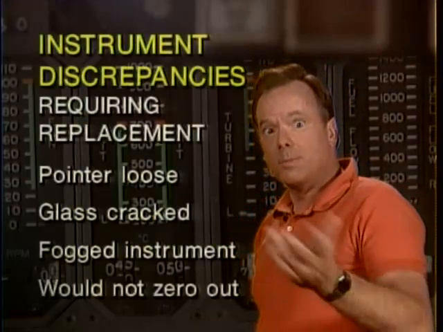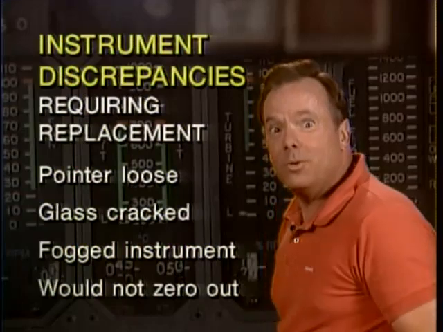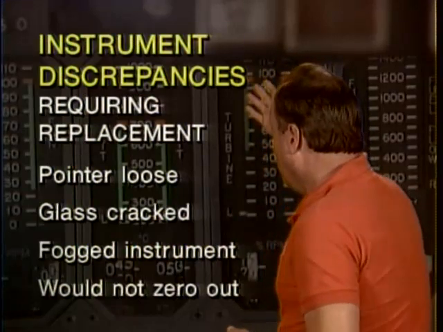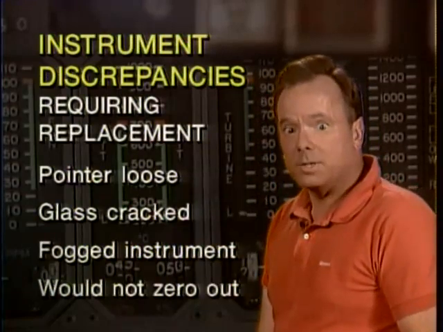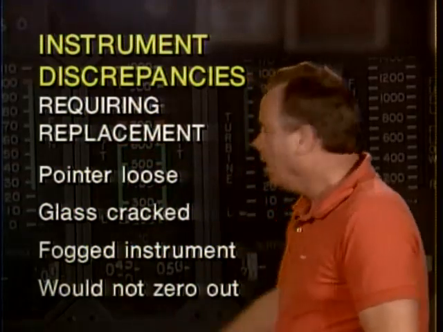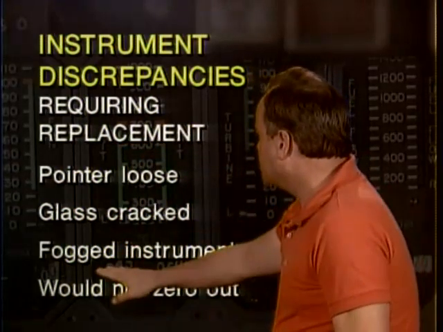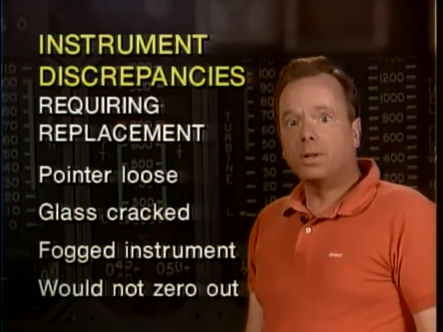All right, now let's take a look at instrument discrepancies. You're a mechanic and you have these instrument discrepancies. Would you be able to operate this instrument with these kind of problems, or would you have to replace it? Well, it would require replacement if you had a pointer loose or glass cracked or the instrument was fogged or it would not zero out. For those things, you'd have to replace the instrument.